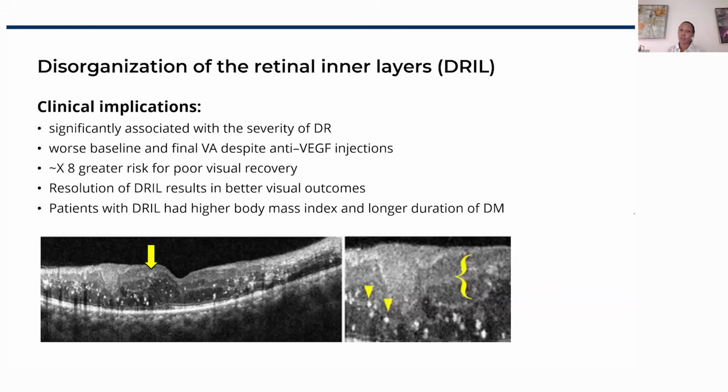If you do get a little bit of resolution of DRIL, it can result in a little bit of improvement of vision, but when you have disruption of your neuroglandular connections, it's not going to be easy to get them realigned again. And one study actually found that patients who had DRIL on the OCT actually had a higher body mass index and a longer duration of diabetes. So we do know that the longer the duration of diabetes, the more likely you'll have diabetic retinopathy. We also realize the more likely you will have some disorganization, which may be due to ischemia or neurodegeneration or disruption within the pathway.